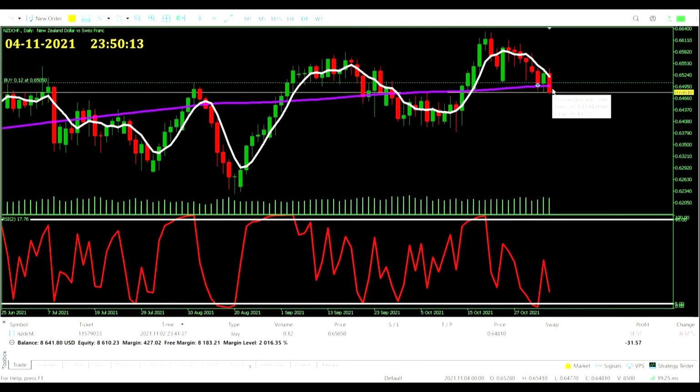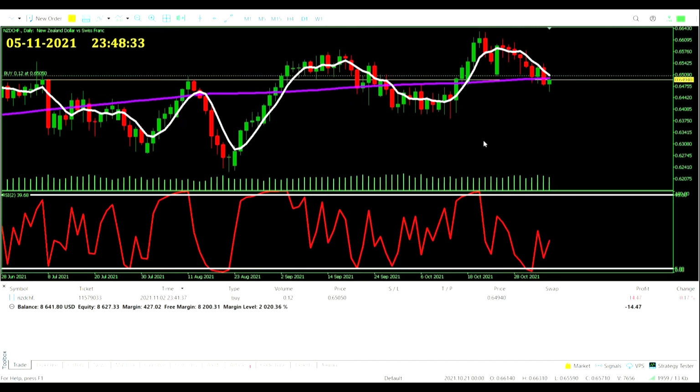And once again, we're left just hoping that this trade will turn, get above that average. Show us why we got into the trade, why we're using the system. Let's check in tomorrow. Day 30.